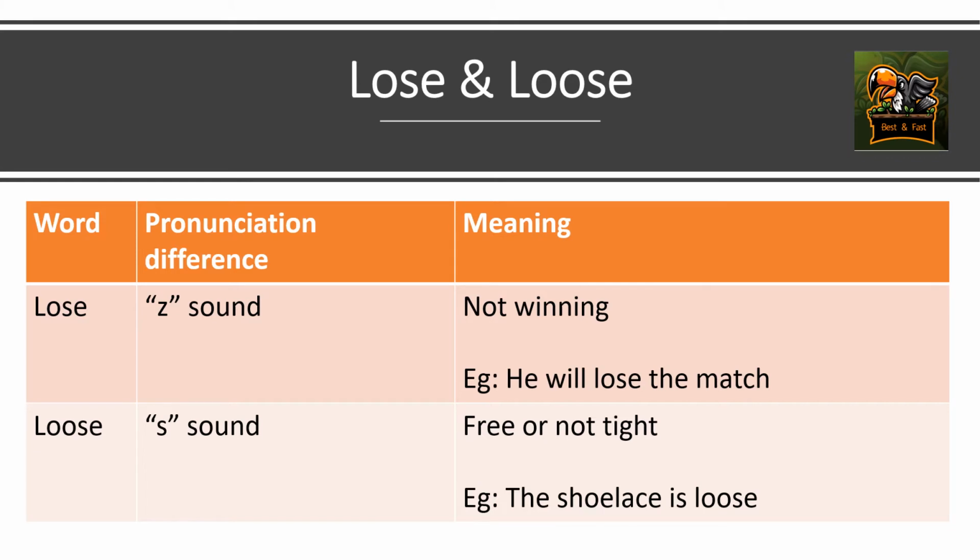The first set of words that we look at will be lose and loose. In these two words, there's only a very slight difference in pronunciation. L-O-S-E has a Z sound pronunciation. Z, that kind of noise. Z is what is created when we pronounce this word. It would be lose.